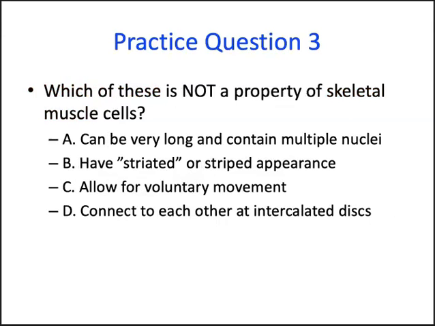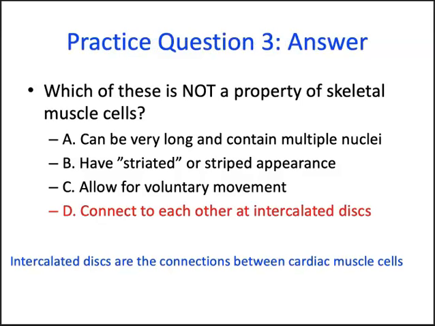Let's try a practice question. The only one here that is not a property of skeletal muscle cells is D, connect to each other at intercalated discs. That's actually a property of cardiac muscle cells, which we'll be talking about in the next video.